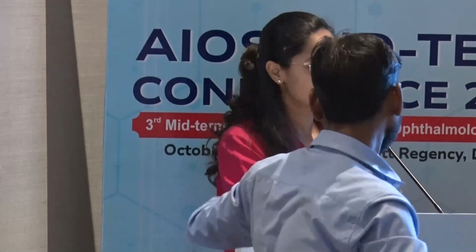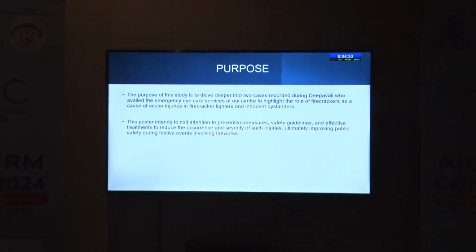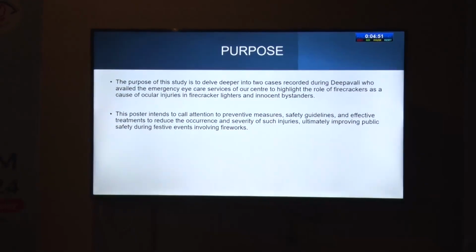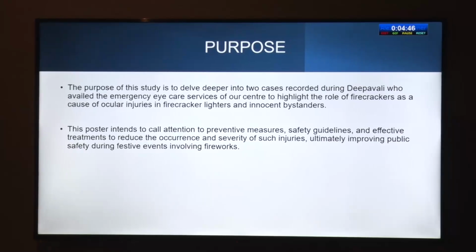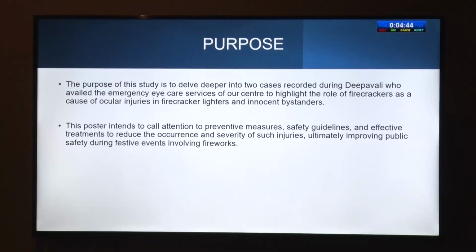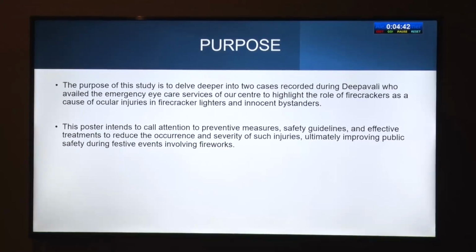Good morning, everyone. My topic for today is pediatric ocular firecracker injuries. The purpose of this study is to delve deeper into 2 cases recorded during Deepavali who availed the emergency eye care services of our center, to highlight the role of firecrackers as a cause of ocular injuries in firecracker lighters and innocent bystanders as well.